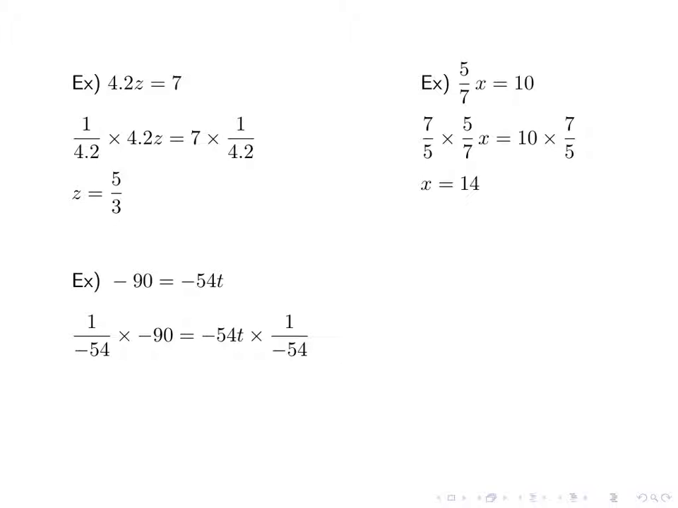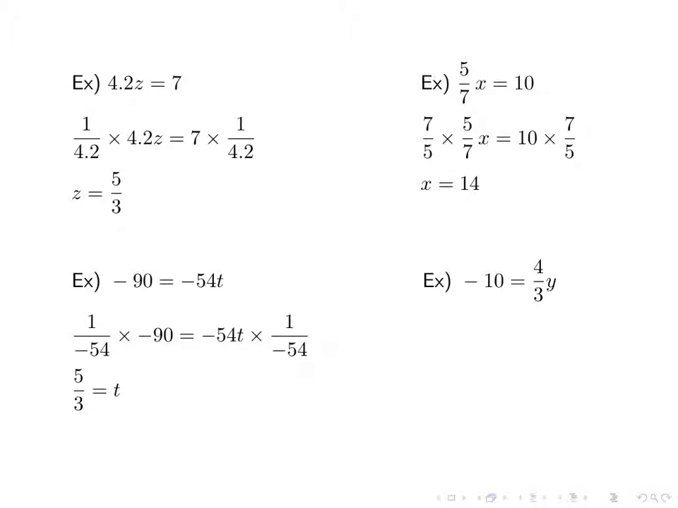And on the right, the negative 54's cancel. You're left with just t. And on the left, if you cancel it, you're left with 5 over 3. So t equals 5 over 3. And again, plug it back in and double check. Is negative 54 times 5 over 3 equal to negative 90?